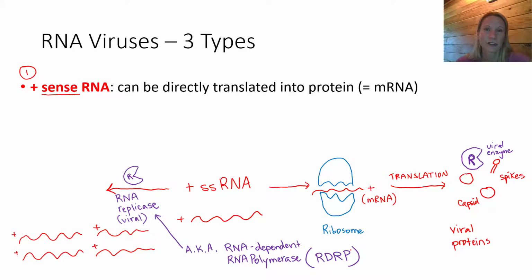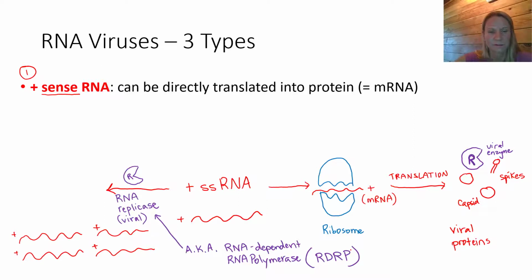Yeah, I know it's confusing, which is why I prefer to go by the name RNA replicase, which means to replicate RNA, and I find that's a little bit easier for students to follow. But just in case you stumble across this other term, you now know what that means. So it is replicating the RNA of the virus.